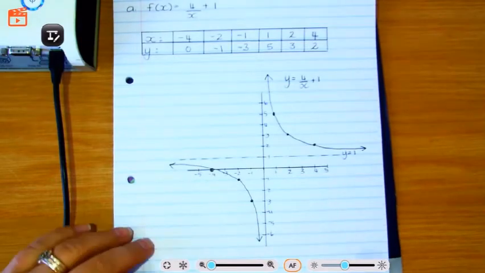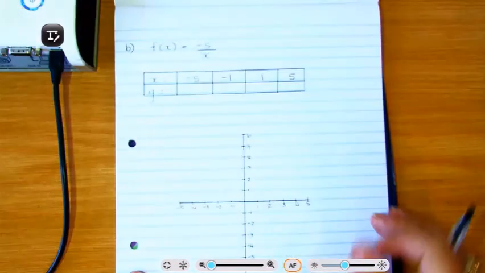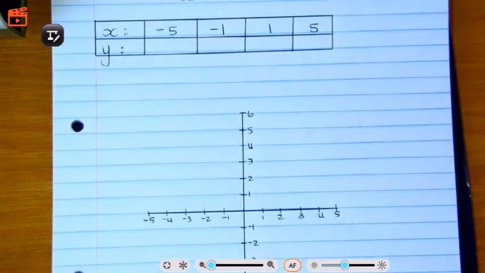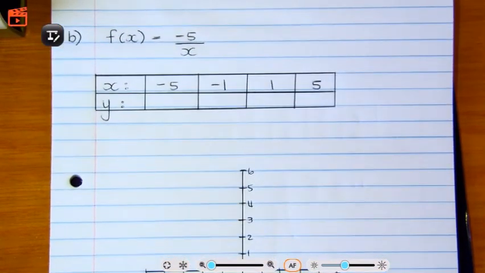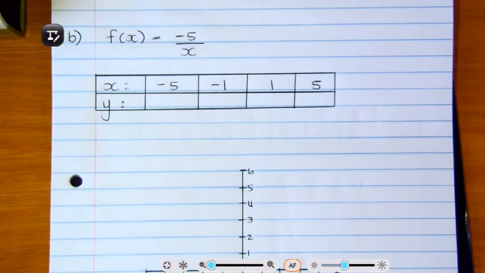Okay, moving on to the second example. It says there that f of x is equal to -5/x. And just a few things to notice. First of all, there's no vertical shift, so there's no asymptote. The asymptote will actually be the x-axis, but there's no shift up or down. Second thing you should notice is that your A value is -5, which means that we're going to be working in quadrant 2 and 4.